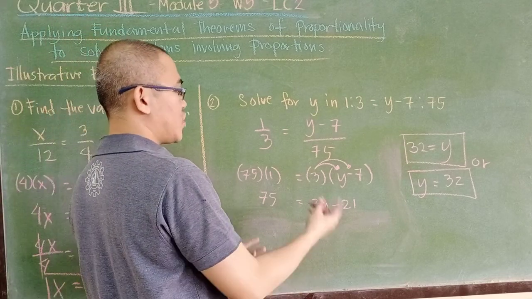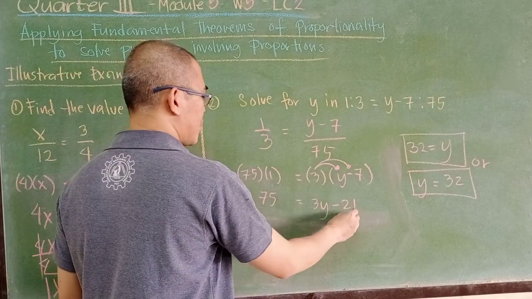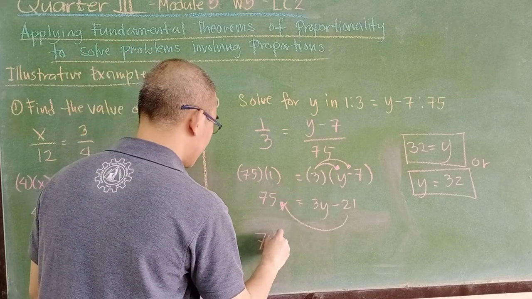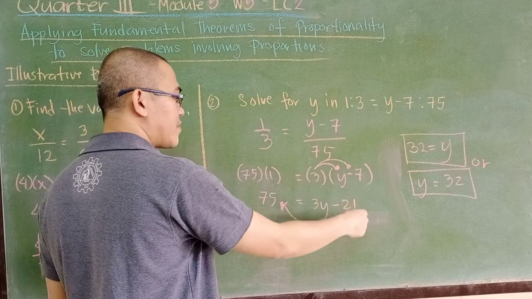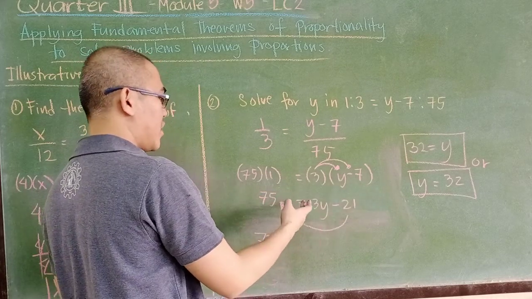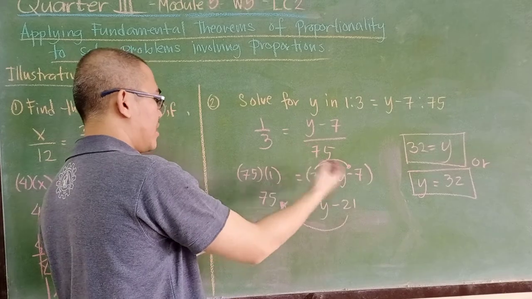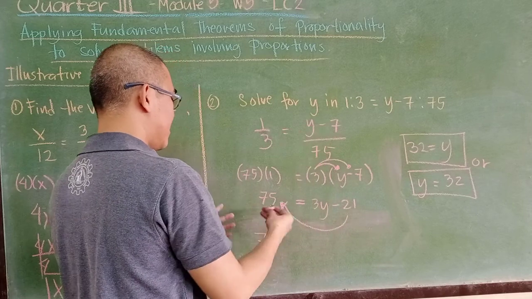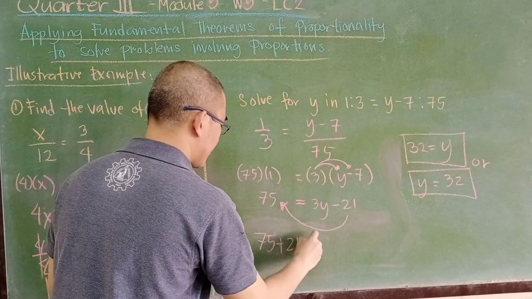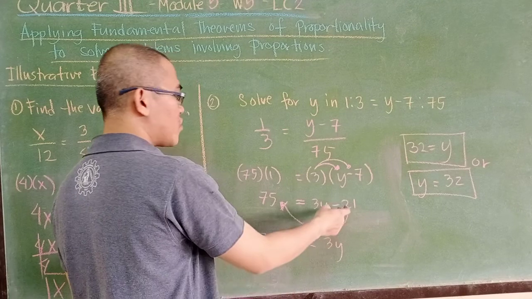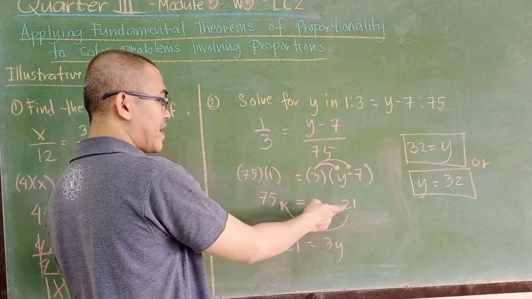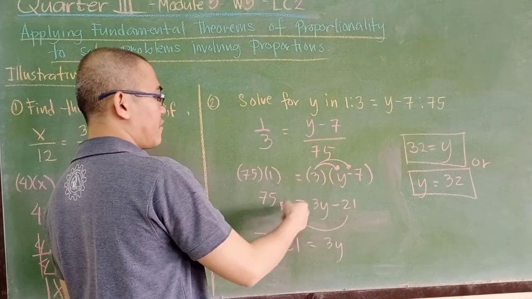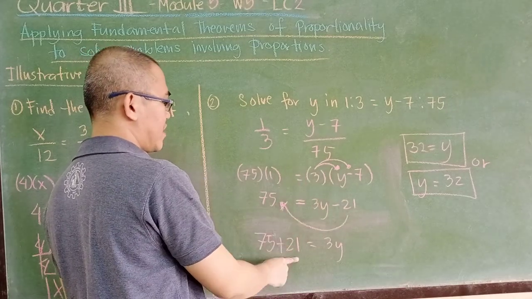pwede rin yung transposition method, yung negative 21, i-transpose mo sa kabila, so magiging 75. So pag nag-transpose ka ng term from right side to left side of the equation, from one side of the equation to the other, sa kabila. Yan. Sa side na to, nilipat mo sa kabila, magiging positive. So yung sign niya from negative, magiging positive. Kung positive yan, nilipat mo dito sa kabilang side, magiging negative. Kung positive, magiging negative. Kung negative, magiging positive. So we have positive 21.